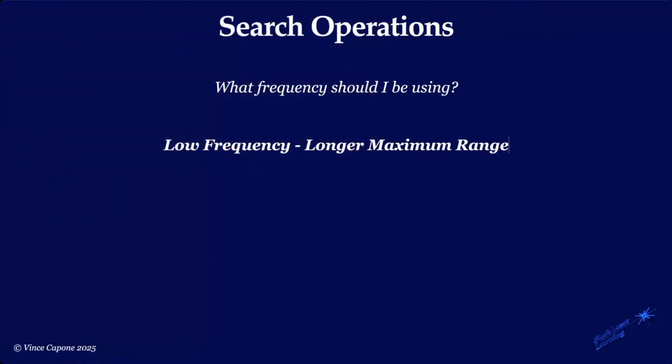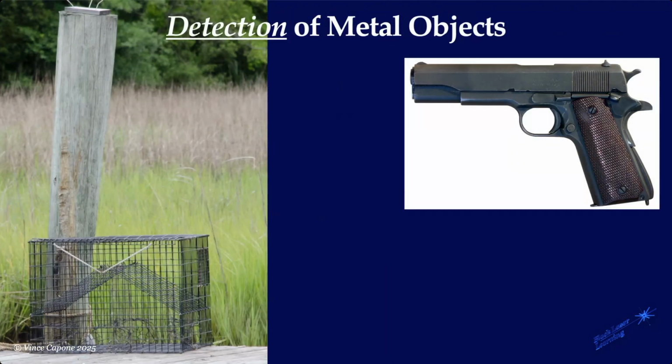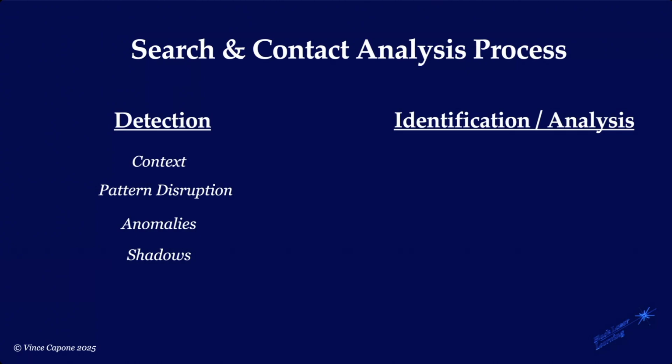What frequency should I be using? Normally we think high frequency would be better in searching for small objects. Well, that depends on the object you're looking for. However, depending upon the system, altitude, and range, shadows are not always present.